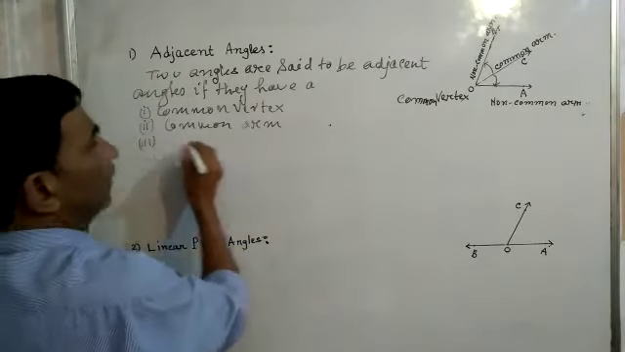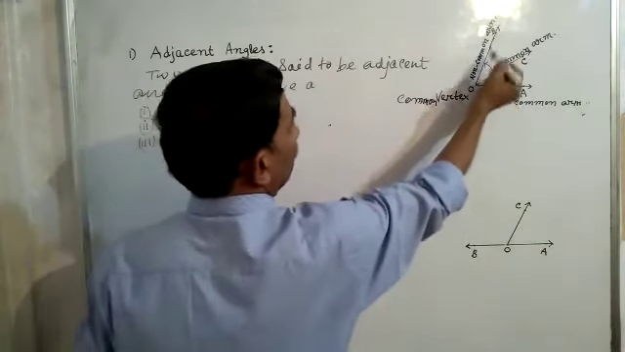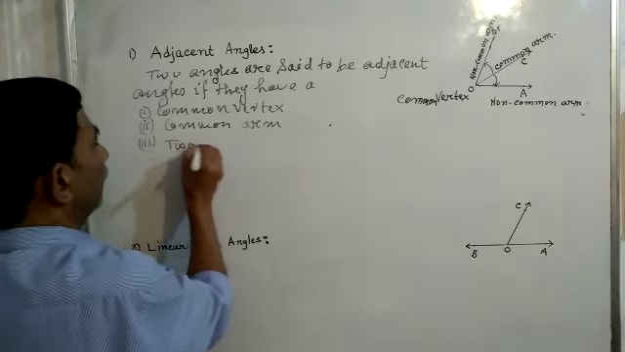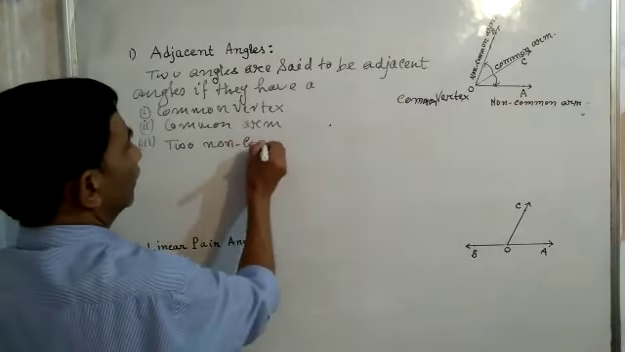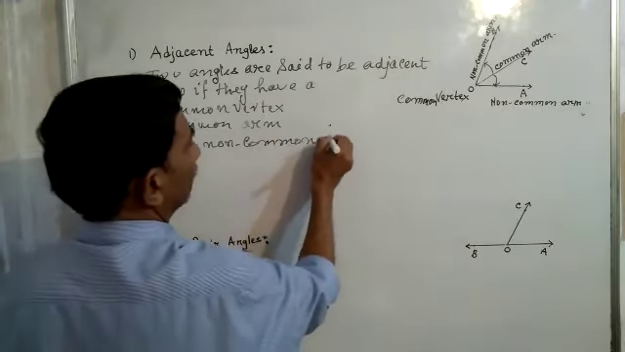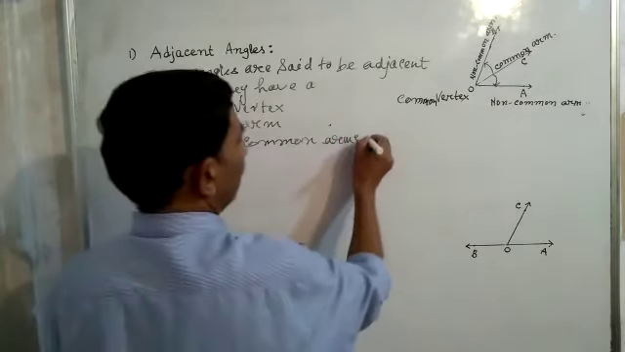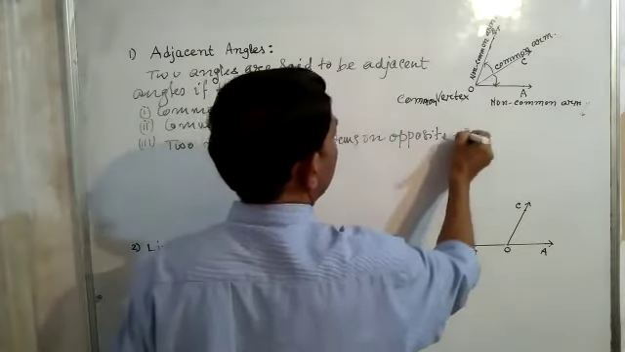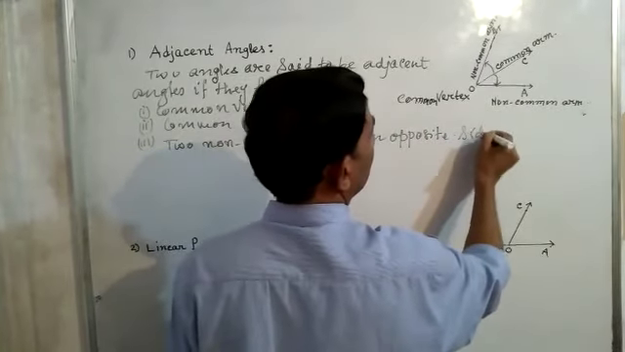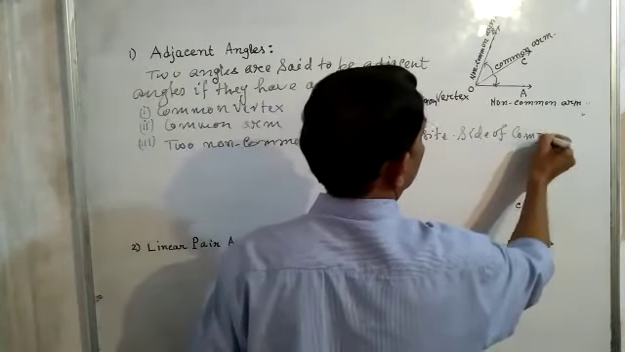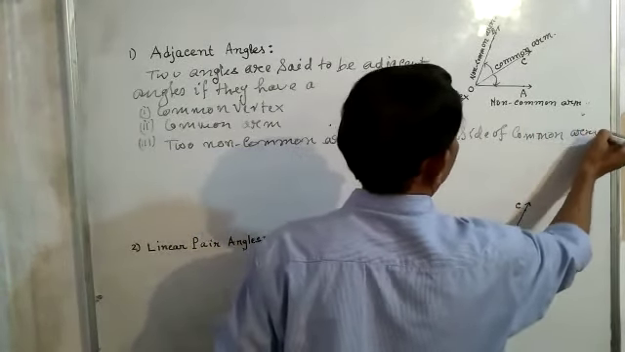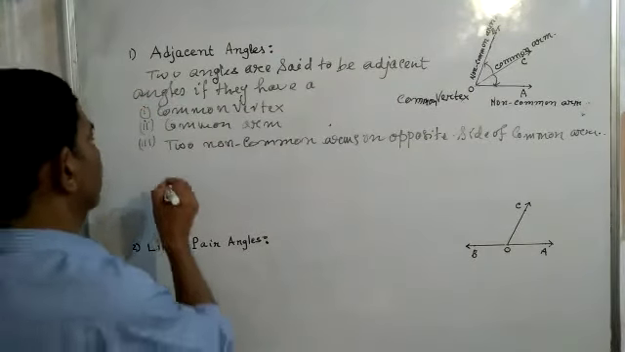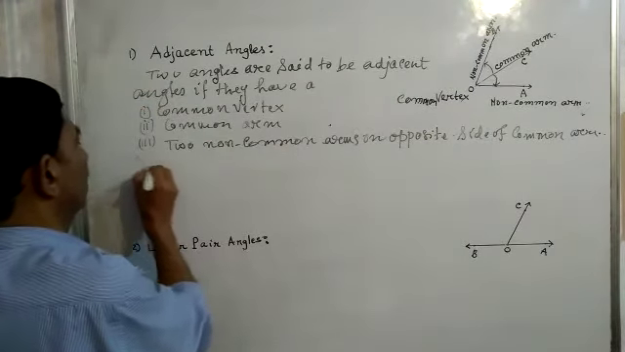And number three, these two non-common arms. See here, OB and OA. So, two non-common arms on opposite side of common arm. Okay, this OA and OB, they are on opposite side of the common arm. So we can explain like this in figure.